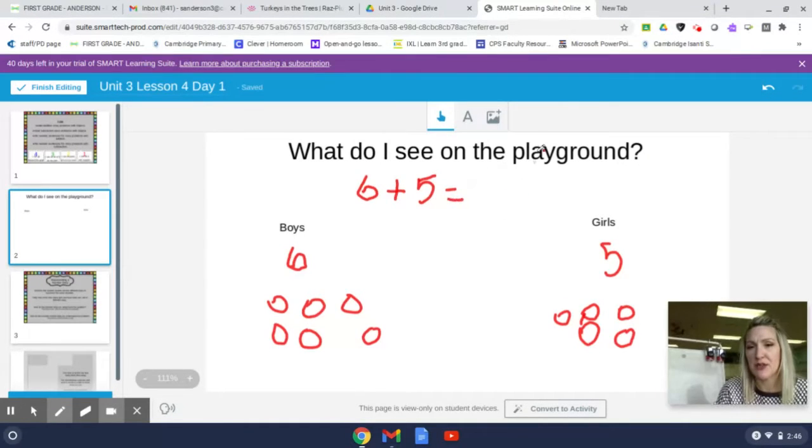Now here's the mystery that we're trying to figure out. What strategies could you use? Could you count all of the objects in the picture? Absolutely. You could go 1, 2, 3, 4, 5, 6, 7, 8, 9, 10, 11. There's 11. Or what would be more efficient? What would get me that answer more quickly? I could put 6 in my head because I know that there's 6 right here and just count 5 more. So I'd say 6, do this with me. 6, 7, 8, 9, 10, 11. 6 plus 5 equals 11.